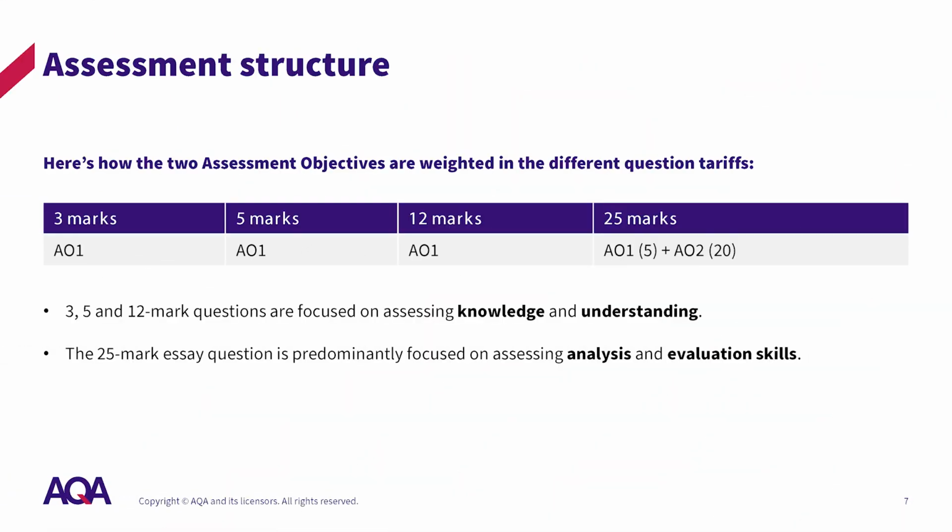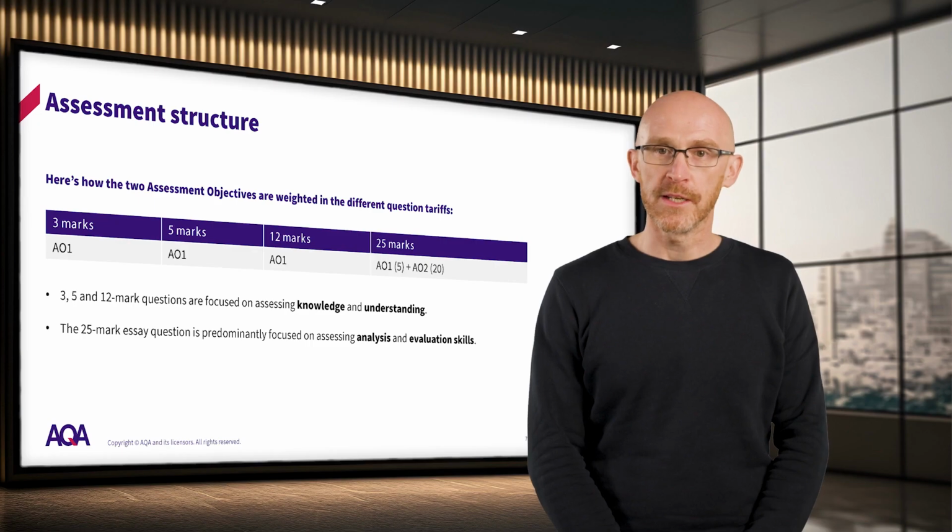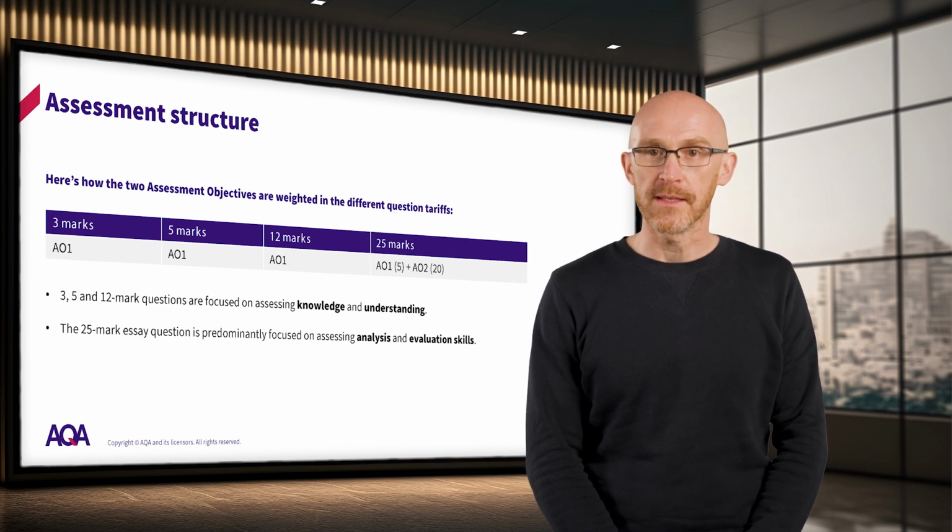As can be seen on the screen, the first assessment objective is reflected in the complete range of questions as the 3, 5 and 12 mark questions are focused on assessing knowledge and understanding. The second assessment objective is only assessed in the 25 mark essay question, as this is predominantly focused on assessing analysis and evaluation skills. This means that in each paper, there are 60 marks available for AO1 and 40 marks for AO2. Therefore, AQA fulfil the Ofqual stipulated 60-40 weighting between the 2 assessment objectives.